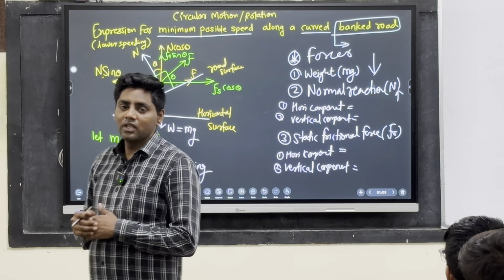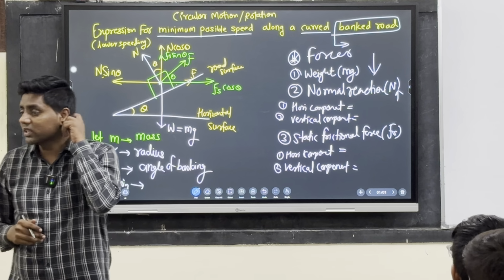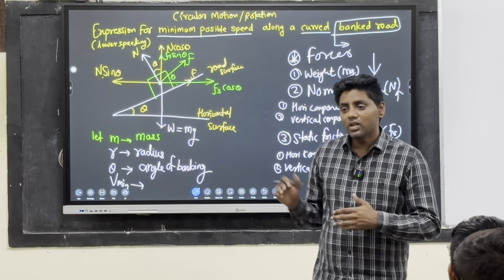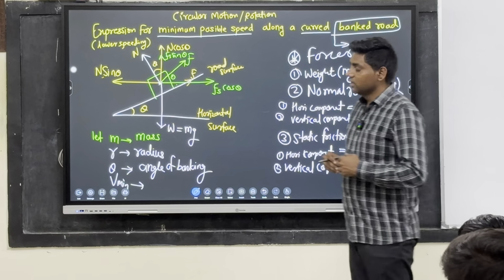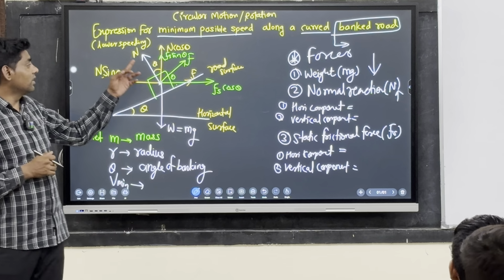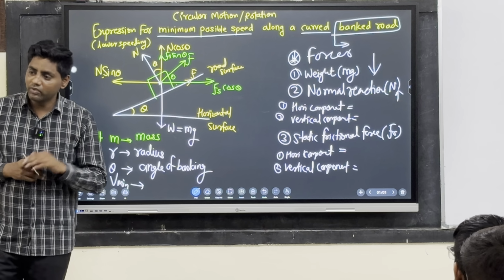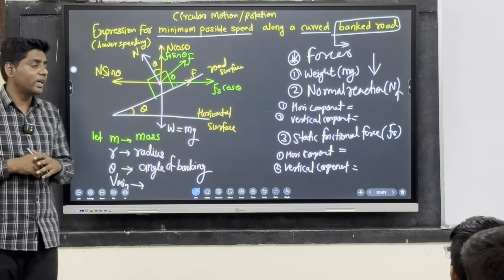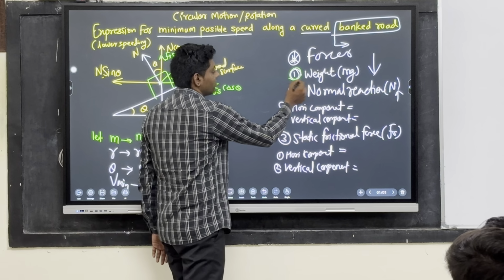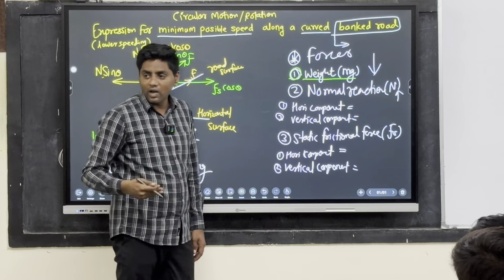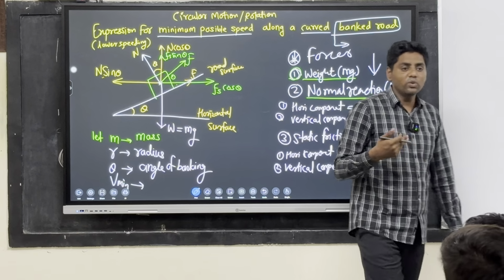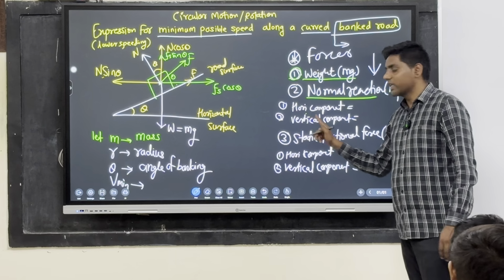Part number first, all notations. What is the first notation? Let m be the mass of the vehicle. Second number, radius of curvature. After that, angle of banking. And last one, minimum speed when the vehicle is along the bank road. And after that, we draw the diagram. How many forces act on that vehicle? So there are various forces. So we first consider weight, which acts vertically downward. Second, normal reaction upward, resolved into two components, horizontal component and vertical.